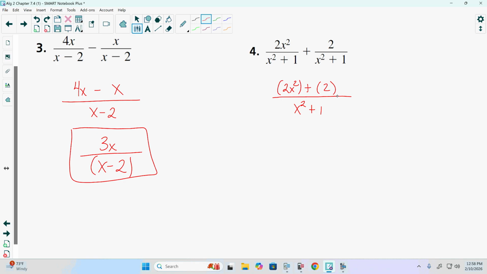The denominators are the same, so we can add the numerators. But really, do we need the parentheses? Well, no. There is no sign adjustment that needs to happen. We're good with this here, yes? 2x squared plus 2 over x squared plus 1. Again, it'd be tempting to cross out the x squareds and x squareds. Is there addition and subtraction on top? Well, yes. Is there addition and subtraction on bottom? Is the numerator as simplified as it gets?